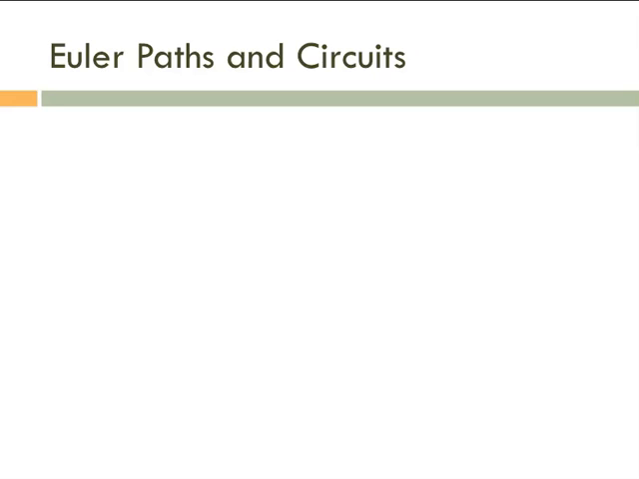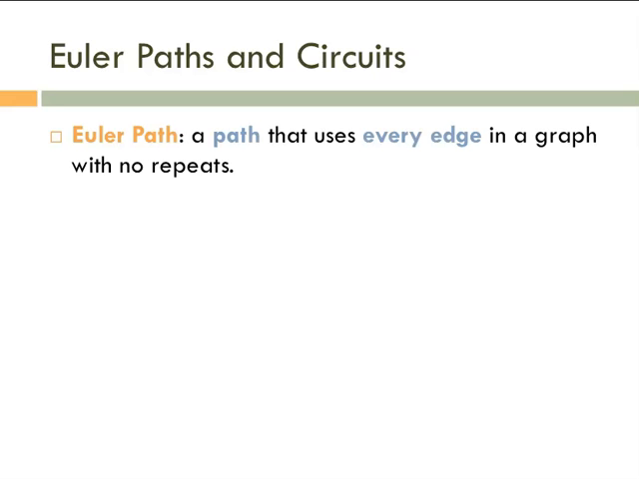Okay, so an Euler path is a path that uses every edge in a graph with no repeats. Last time we talked about a path being just going from one vertex to the other without reusing an edge, but we didn't have to use every edge. An Euler path is a particular type of path where you do use every edge in a graph with no repeats. So you use exactly every edge exactly once.